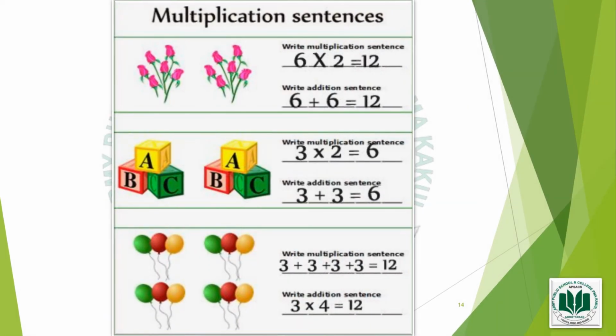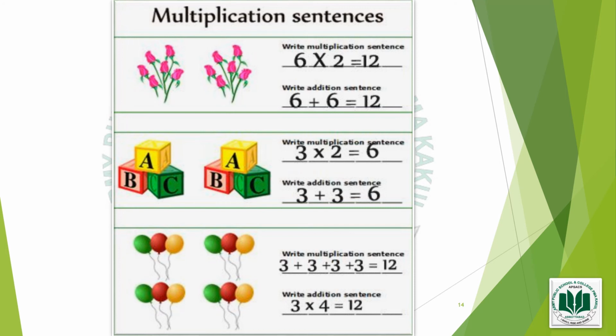Here is the explanation of multiplication with the help of pictures. As you can see on the screen, in the first column there are 2 groups, and in each group there are 6 flowers. You have to add 6 plus 6. Instead of adding, we will write the multiplication. 6 multiplied by 2, which is equal to 12.